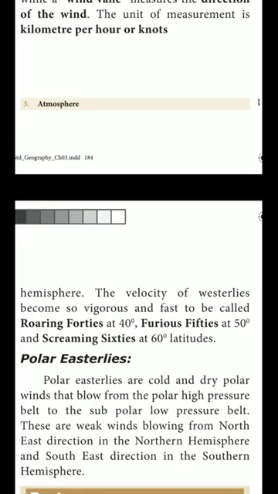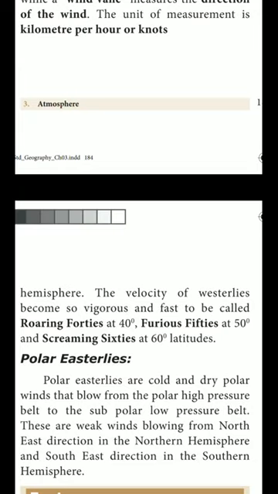What do you mean by this? Write short note on trade winds and roaring forties. So this trade wind blows from the subtropical high pressure belt to the equatorial low pressure belt in both the hemisphere. They blow with great regularity and force and in a constant direction throughout the year. Next, the velocity of the westerlies becomes so vigorous. Vigorous means what? It will be very dangerous and fast to be called roaring forties.